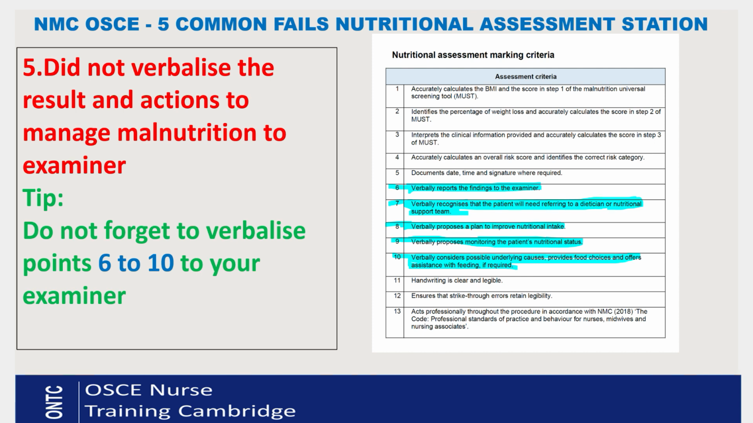So you are going to tell your examiner what you found in the scenario, what the total MUST score is, what the risk category is, and then you need to refer your patient to a dietitian. You need to make a care plan to increase their oral intake, and say what you would write in that care plan, and how often you will monitor your patient's intake and output. You will also say how often you will review this assessment. So that's all in your marking criteria, which I have covered in other videos, so you can watch, but I'm just putting the marking criteria again for a refresher on the screen.